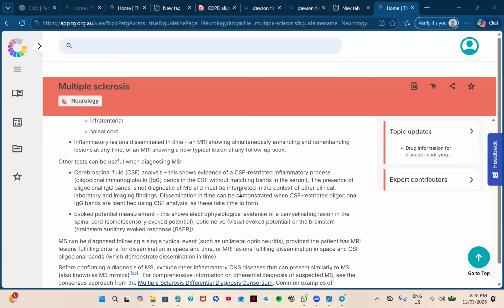Oligoclonal bands, right? Oligoclonal immunoglobulin bands you can see in here. The presence of oligoclonal IgG bands is not diagnostic of MS. Please remember they are not diagnostic and must be interpreted in the context of other clinical, laboratory and imaging findings.